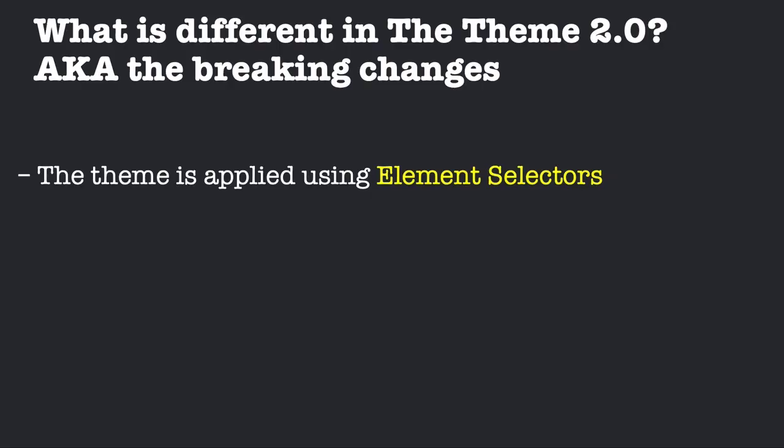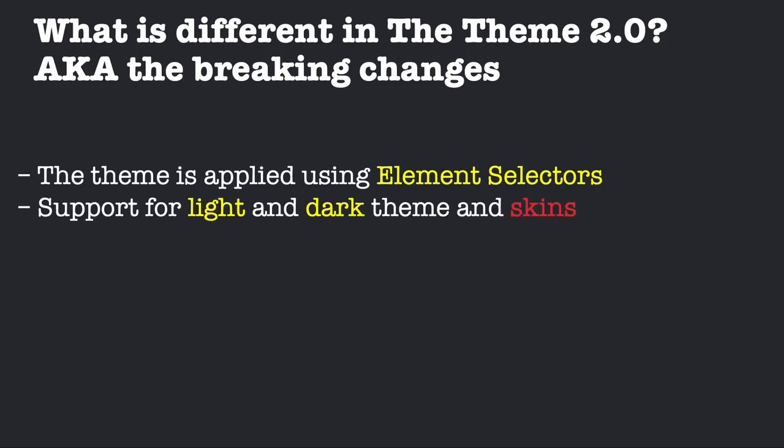So what's different in the theme 2.0, aka the breaking changes? Well, one of the first things is that we are using element selectors to set up the themes for each of those components that you would use, which basically means that all your action bars and buttons, etc., will all be styled out of the box by default. So you don't have to set the class, for example, to your slider, class equals slider anymore, because what's the point? Because that can be done out of the box.